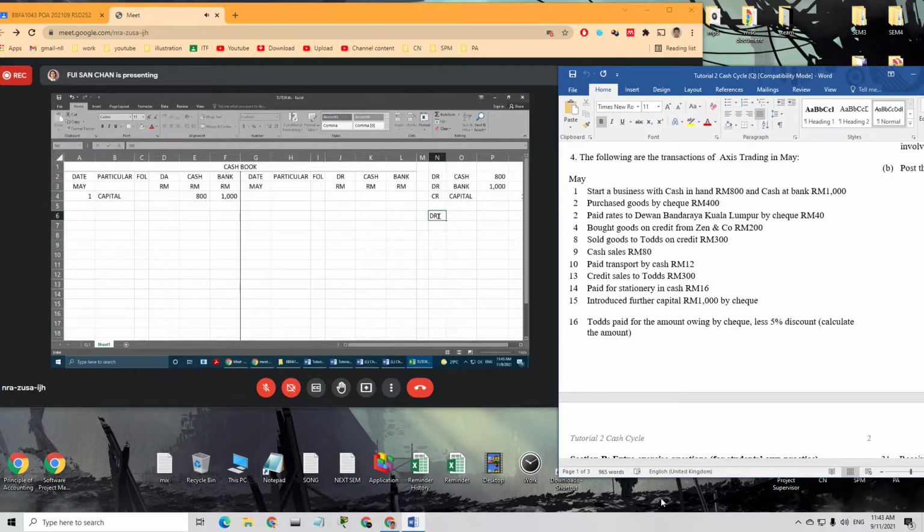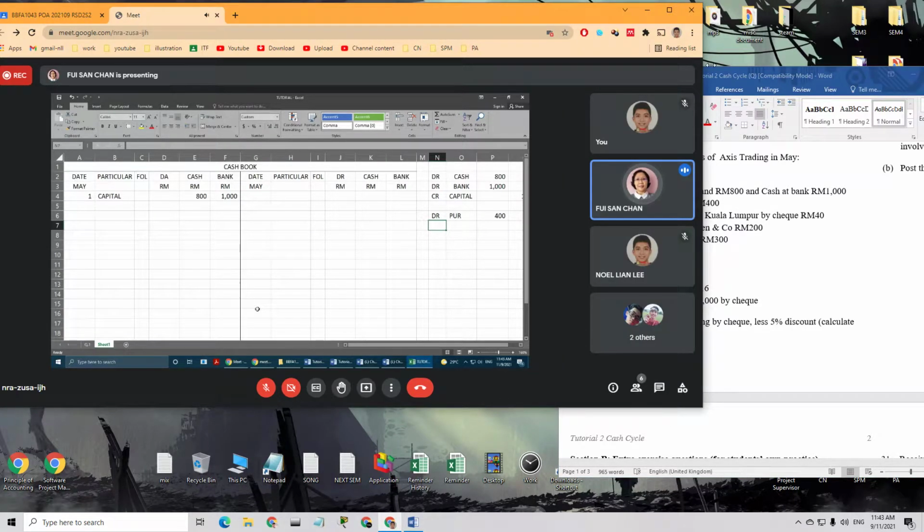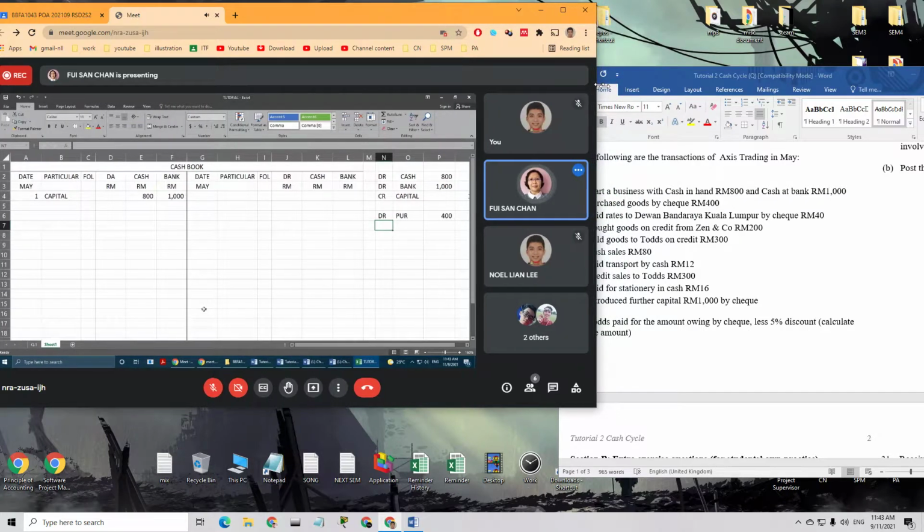Purchase. And debit purchases. Okay, I use short form. Debit purchases, which is 400. And okay, if there's debit, there must be a credit, right? Remember, always balance, must be balanced. So debit purchases, then what do you credit?